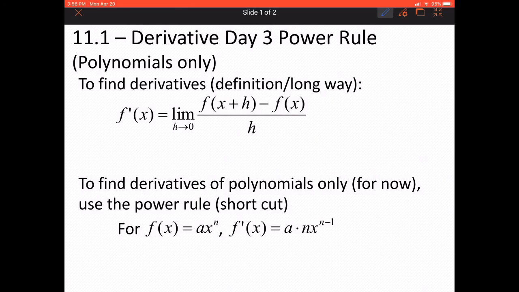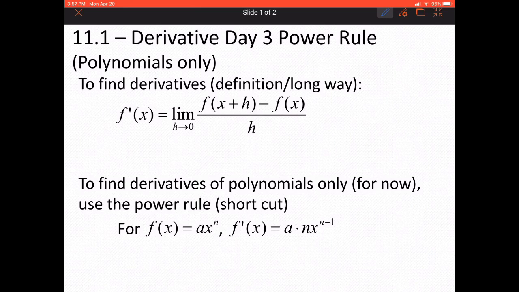So far we have found the derivative by using the definition. Some people call it the long way. We had to find f prime of x, the derivative of x, was the limit as h approaches 0 of f of x plus h minus f of x all over h. But if we use the power rule for derivatives, then we're going to follow this rule instead.